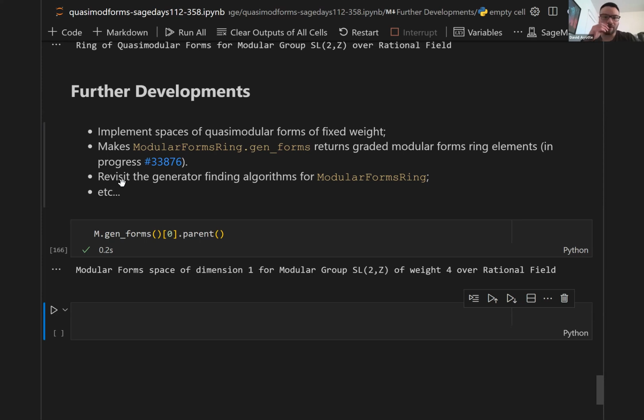And maybe another point is to revisit the generator finding algorithms for modular form rings, because these were written, I think, some time ago, and I think there was some progress made, but I didn't investigate this subject too much. I guess one could check this in the future. And that's all for my talk. Thank you for listening.